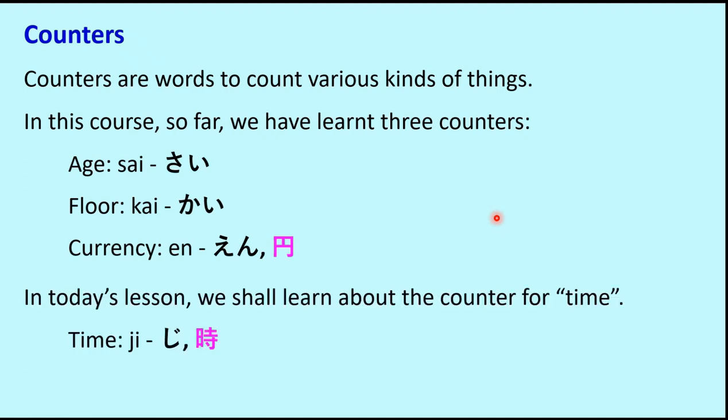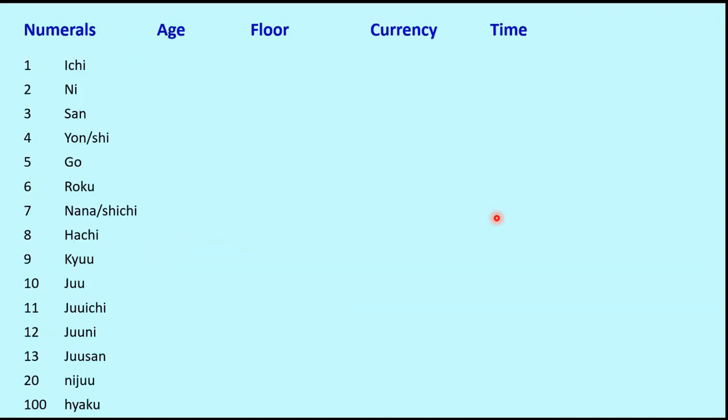In today's lesson we shall learn about the counter for time, which is ji. Ji represents the 12 hours. So this is a chart to compare the various counters we have learned so far along with the counter for time which we shall be learning today.